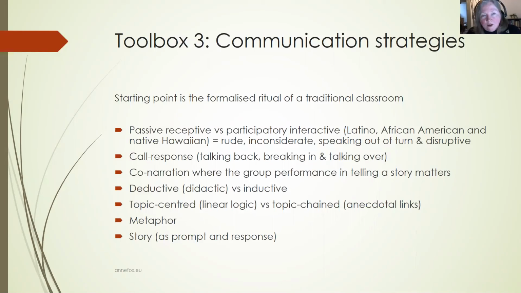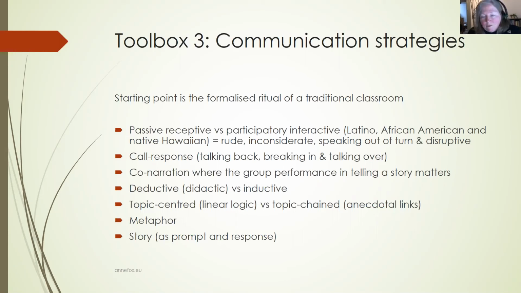As I say, when the main writers on culturally responsive teaching talk about communication, their point of reference is what we probably see as a fairly stereotyped view of the school classroom, with a teacher in charge, talking most of the time exactly like I'm doing at the moment, where the students only speak if they're asked to, and they speak in an academic way. They're required to speak using academic language.